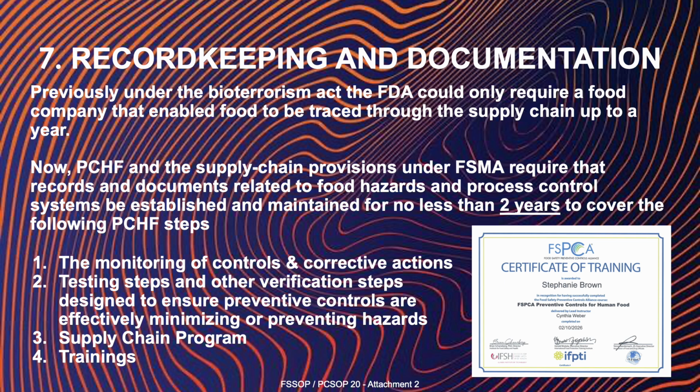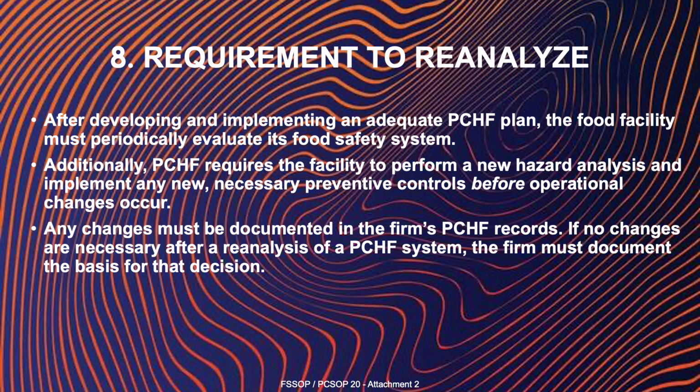Now, PCHF and the supply chain provisions under FSMA require that records and documents related to food hazards and process control systems be established and maintained for no less than 2 years to cover the following PCHF steps: the monitoring of controls and corrective actions, testing steps and other verification steps designed to ensure preventive controls are effectively minimizing or preventing hazards. Supply chain program. Trainings.